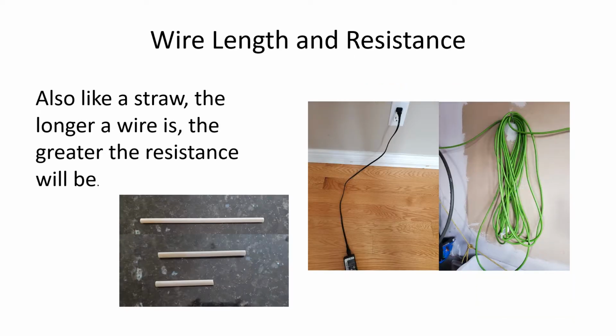Another factor is the length of the wire that electricity is passing through. Similar to the length of a straw, if you compare different lengths of straw while blowing bubbles or drinking, you'll notice that the shorter the straw, the easier it is to blow the bubbles, and the longer it is, the more you have to blow. Same thing with wires. A short wire is going to have a lot less resistance to the flow of electrons than a really long one. The longer the wire, the more metal the electrons will have to pass through, and the greater the resistance will be.